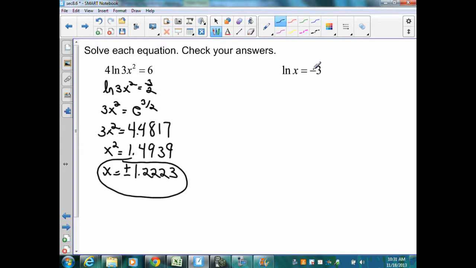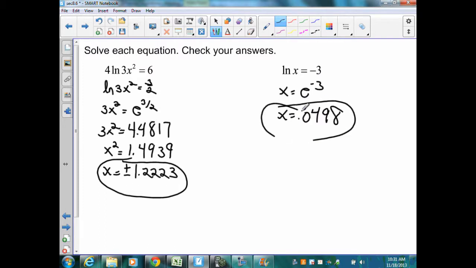1.2223. My next equation, ln x equals a negative 3. Let's just write this in exponential form. That's going to give me x equal to e to the negative 3. Plug that into a calculator, and I get x to equal 0.0498. Substitute that value back in to find the ln of 0.0498, and I get a negative 3. Therefore, this is my solution.